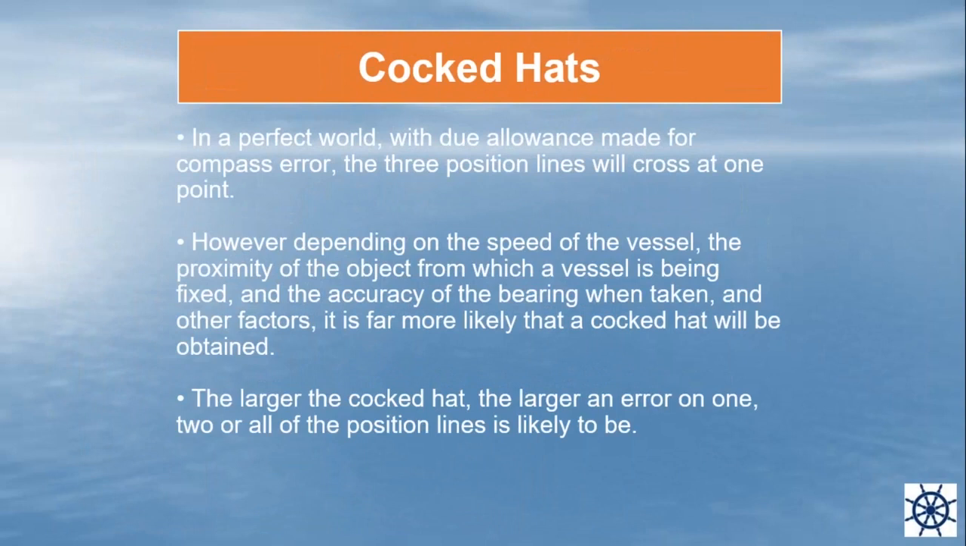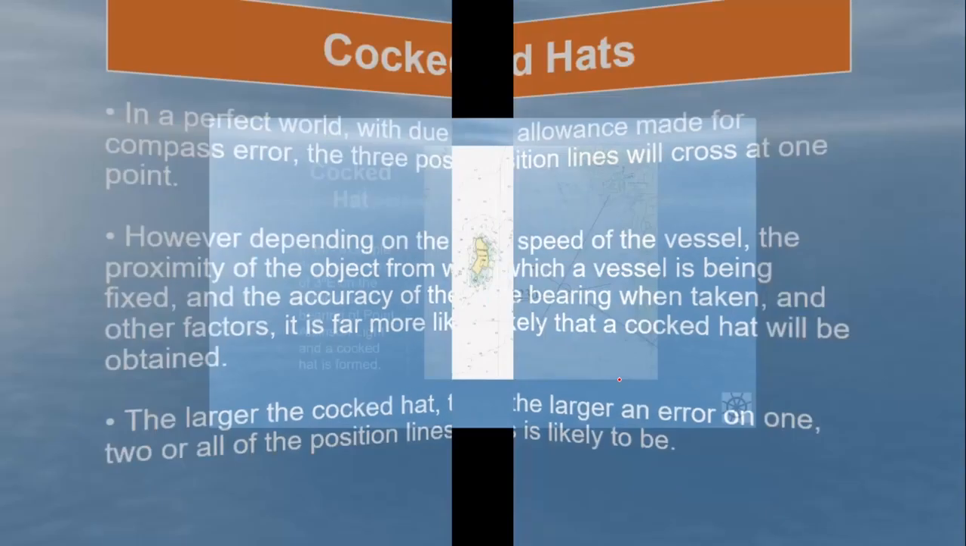Cocked hat. In a perfect world with due allowance made for compass error, the three position lines will cross at one point. However, depending on the speed of the vessel, the proximity of the object from which a vessel is being fixed, and the accuracy of the bearing when taken, and other factors, it is far more likely that a cocked hat will be obtained. The larger the cocked hat, the larger an error on one, two, or all the position lines is likely to be.